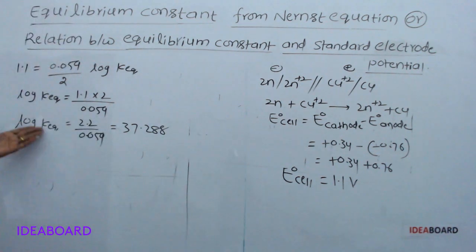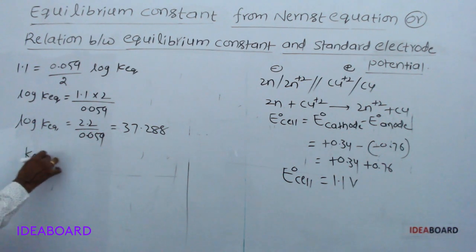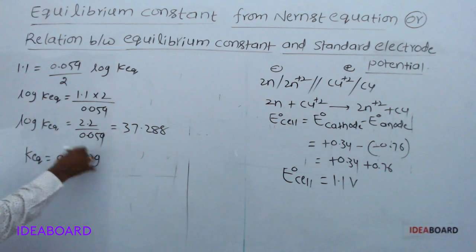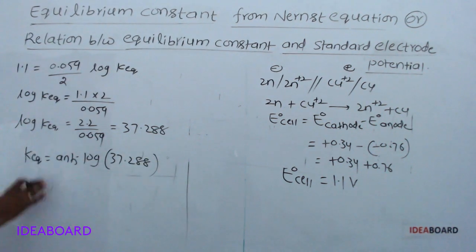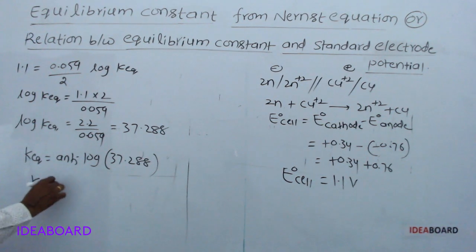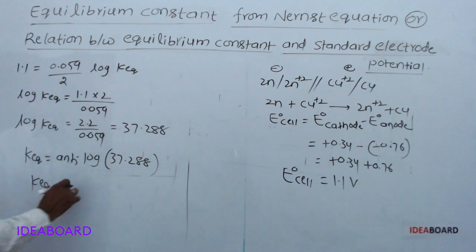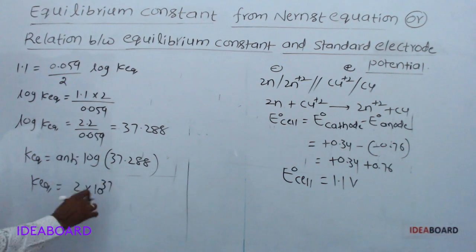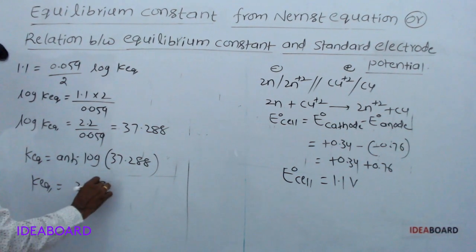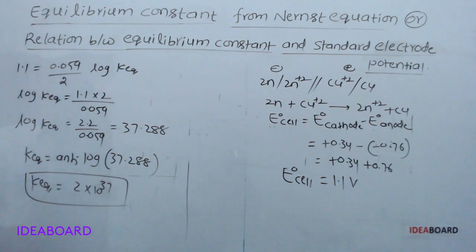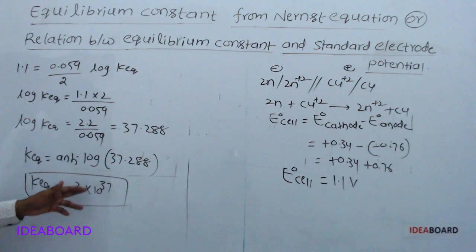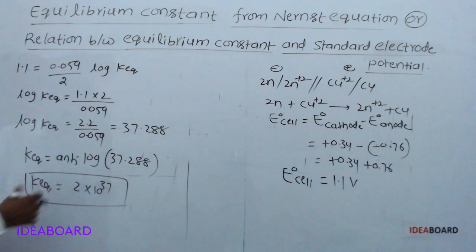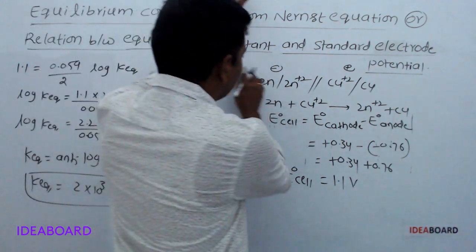We should calculate the equilibrium constant K value. Then K is equal to antilog of 37.288. This value is 2 into 10 power 37. For the galvanic cell, or the Daniell cell, the equilibrium constant K value is 2 into 10 power 37. This antilog value we can see like this.